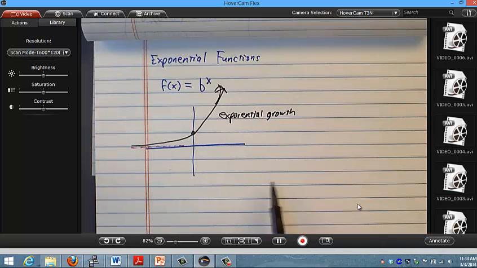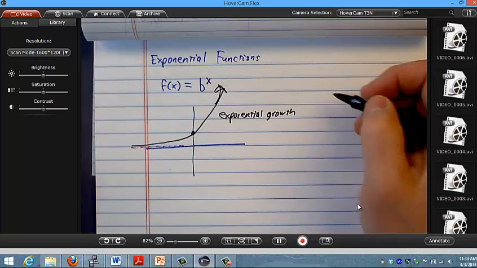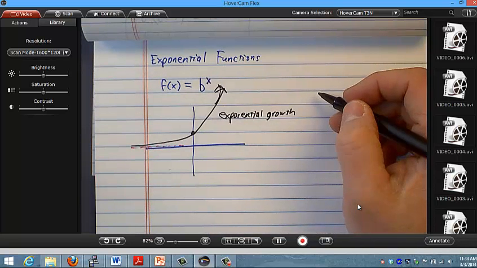Is this function ever equal to 0? No, and it'll never be negative either. But there's an observation I hadn't made last week that I want to make now.